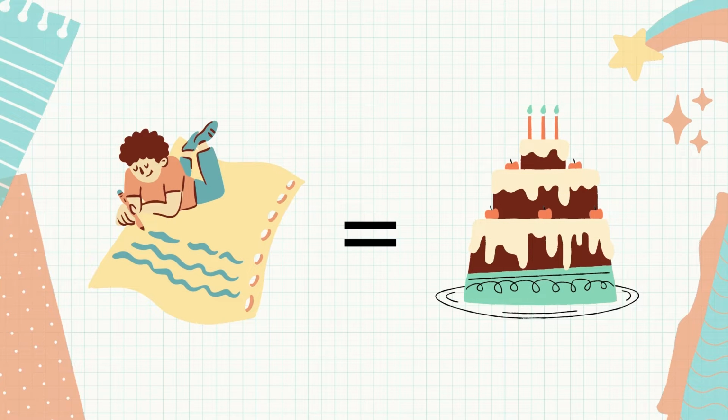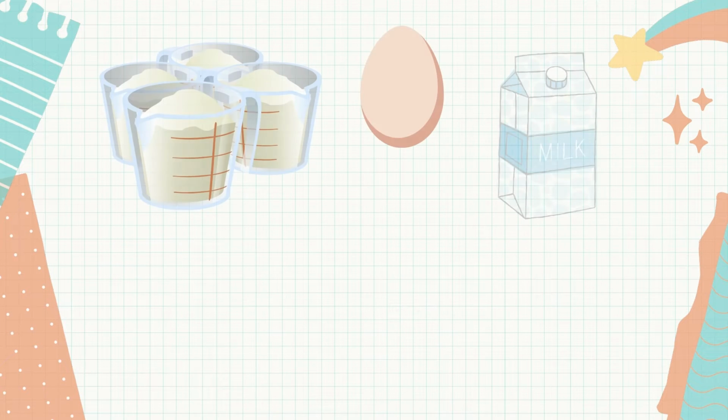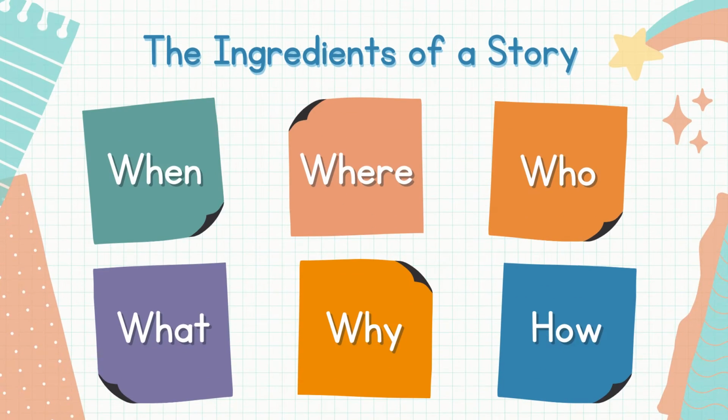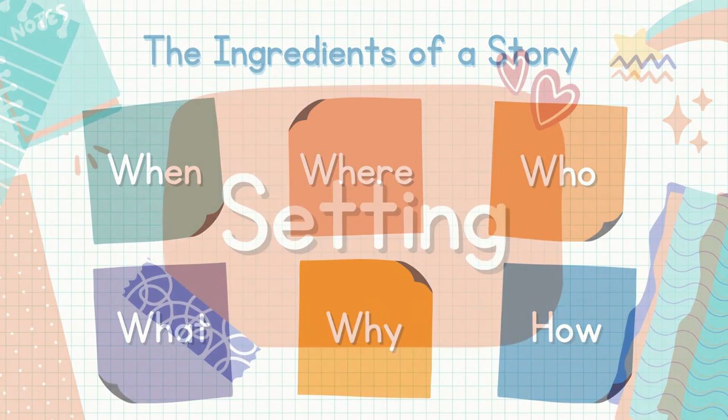Writing a story is like baking a cake. To bake a cake, you will normally need flour, eggs, and sugar. There are also some basic but important ingredients which are commonly found in all stories. Do you know what they are? The 5 W's and 1 H question words help us remember the essential story elements.